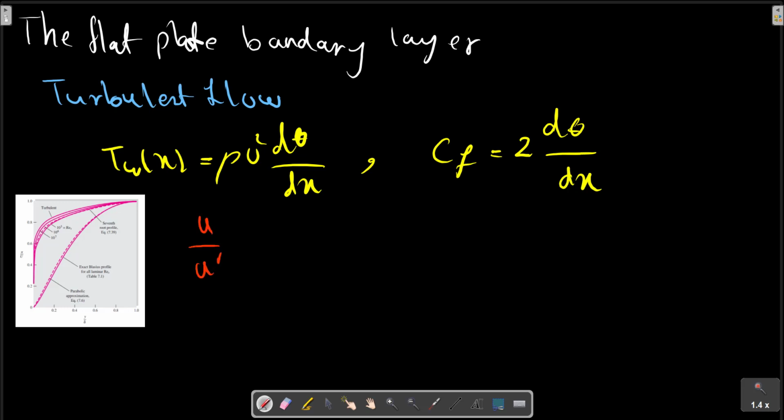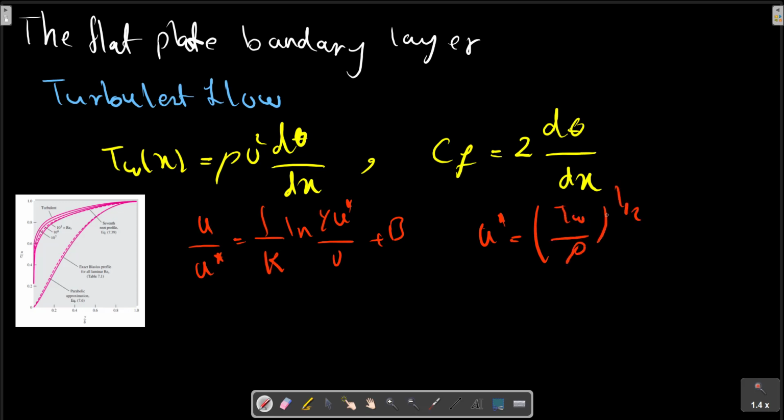for the logarithmic law for pipe flow in the previous chapter 6, where U star is the friction velocity, and the parameters are K and B equals 5.